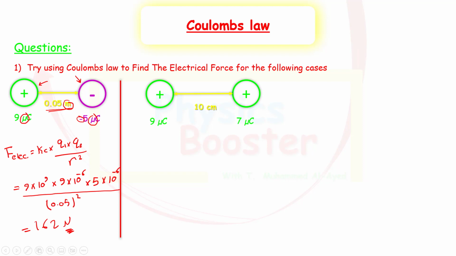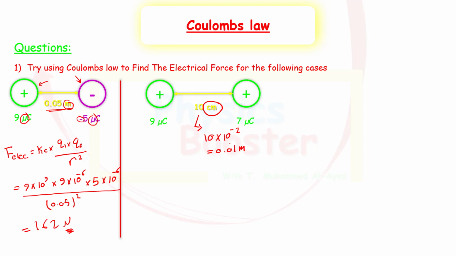Let's solve another one. It's pretty straightforward, but we need to keep an eye on some of the tricks. Here, the distance this time is in centimeters, and it's very important not to forget to transform it into meters. So 10 centimeters in meters is equal to 10 multiplied by 10 to the power negative 2, or simply 0.1 meters.